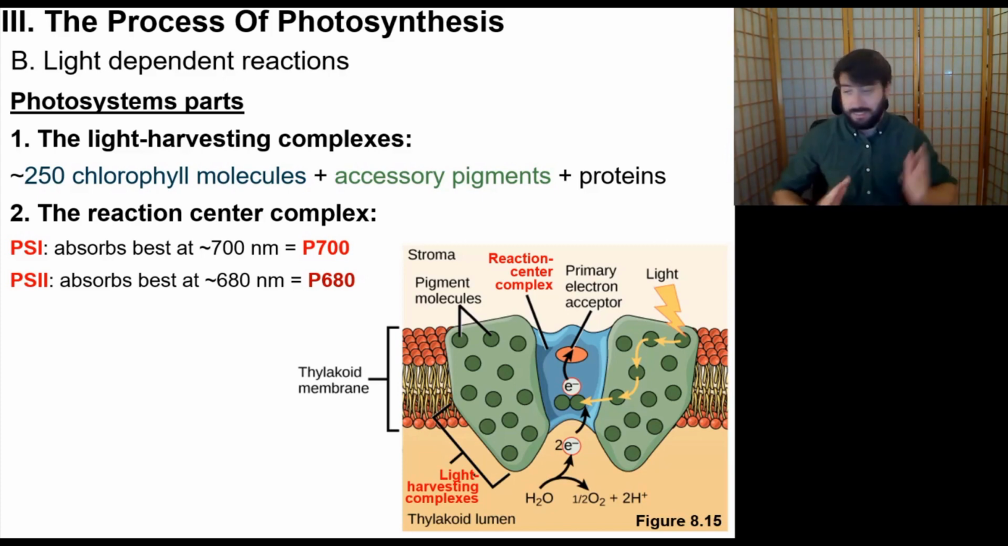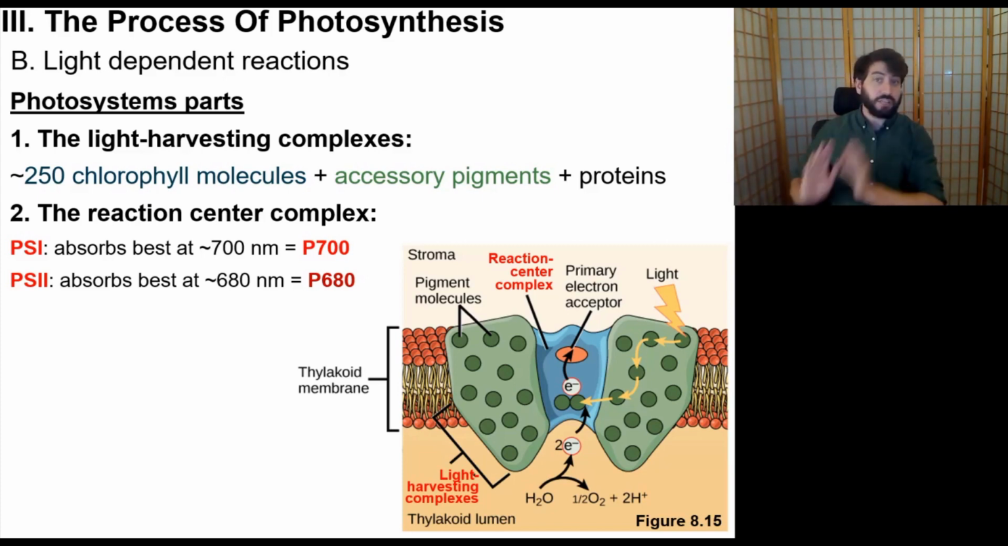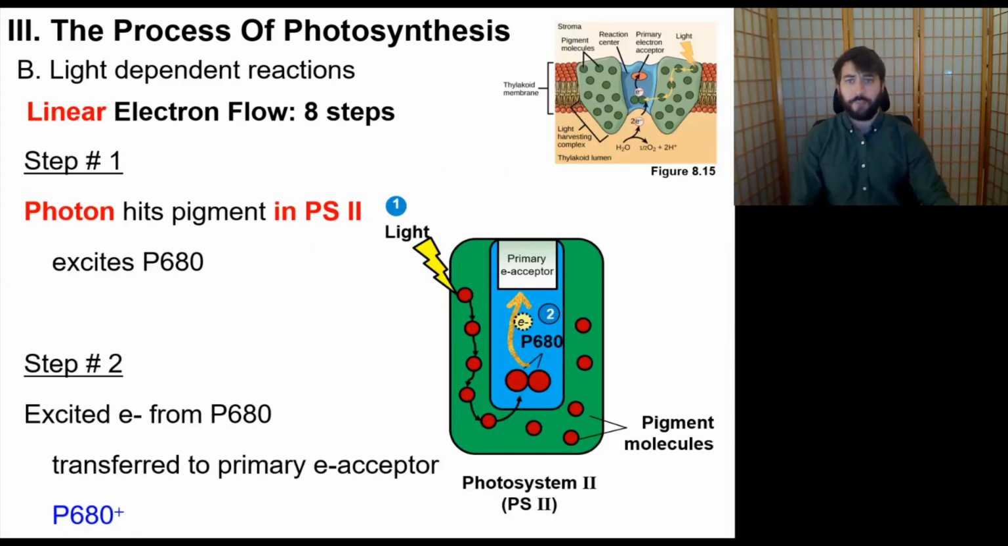Okay, let's dive into the steps of linear electron flow now. We're going to break it up into 8 different steps, starting with step 1. A photon hits the pigments in photosystem 2. They pass that energy back and forth through the pigments in the light harvesting complex until it reaches the P680 in the reaction center, which gets the electron excited.